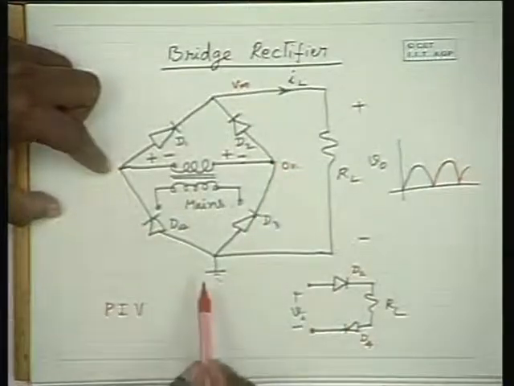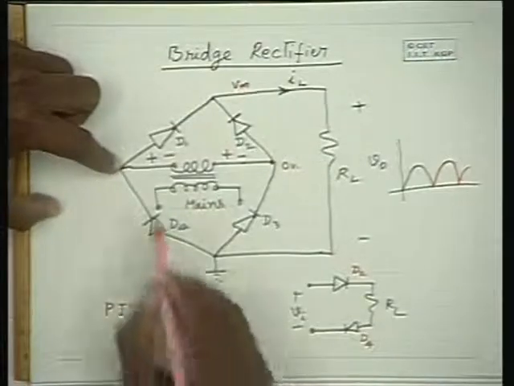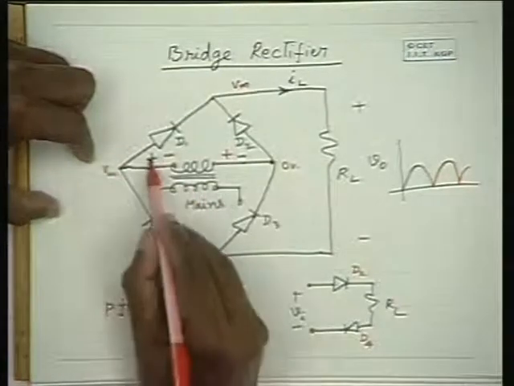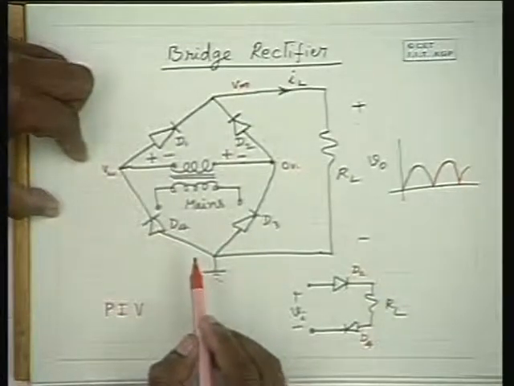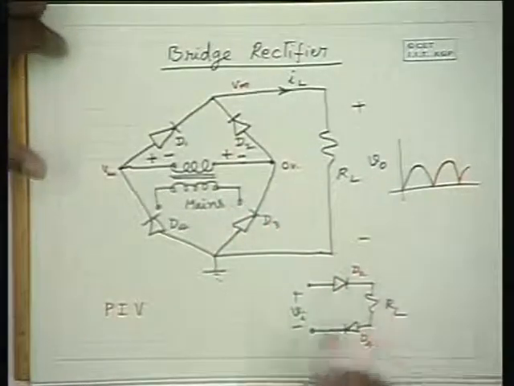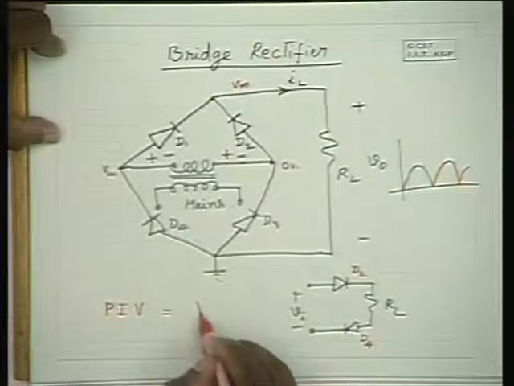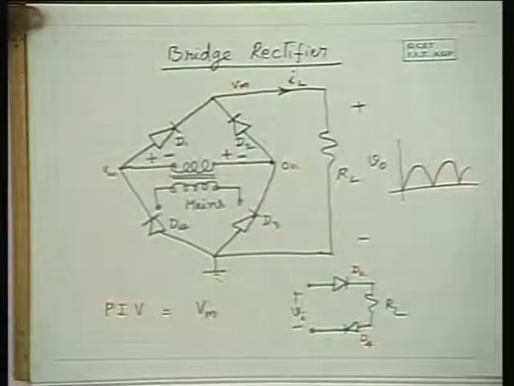And what about D4, which is also reverse biased? This side is 0 volts, and this side is Vm, with this as positive. Therefore, the peak inverse voltage across D4 is also equal to Vm. And the same thing happens with D1 and D3 during the negative half cycle. Therefore, in this circuit, the peak inverse voltage is equal to Vm, unlike in the previous circuit. The advantage with this circuit is that the peak inverse voltage is equal to Vm, which is half of that of the previous circuit.